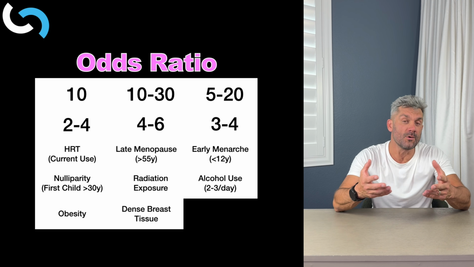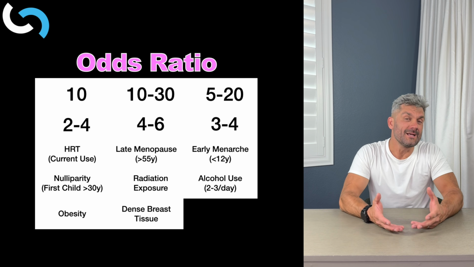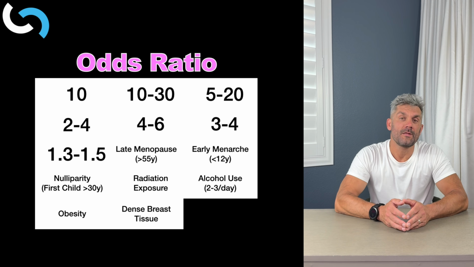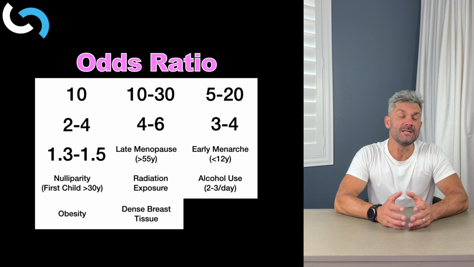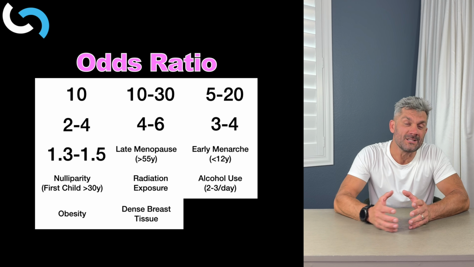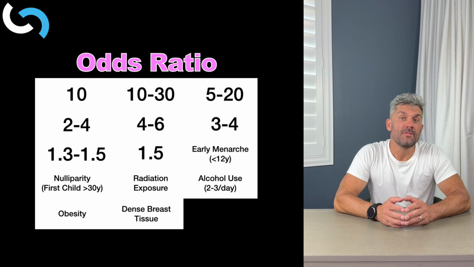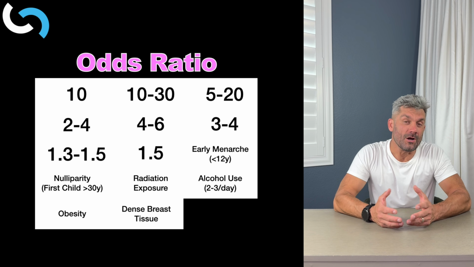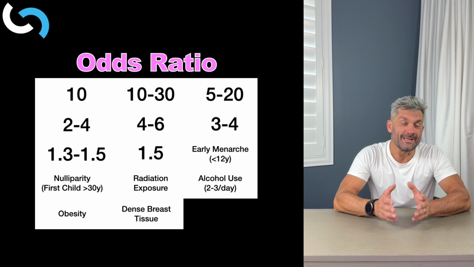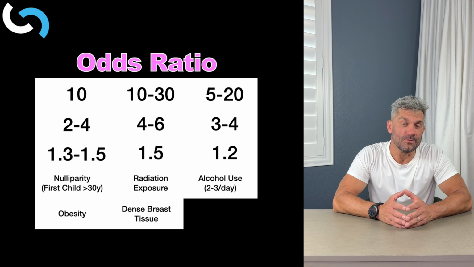So if we have multiple risk factors, our risk is going to increase. The risk of being on hormone replacement therapy is about 1.3. The risk of breast cancer is increased with late menopause, so increased time or exposure to estrogen, and that risk is 1.5. The risk of having an early menarche, so starting menses before the age of 12 years old, again, a longer exposure to estrogen, and that risk is 1.2.